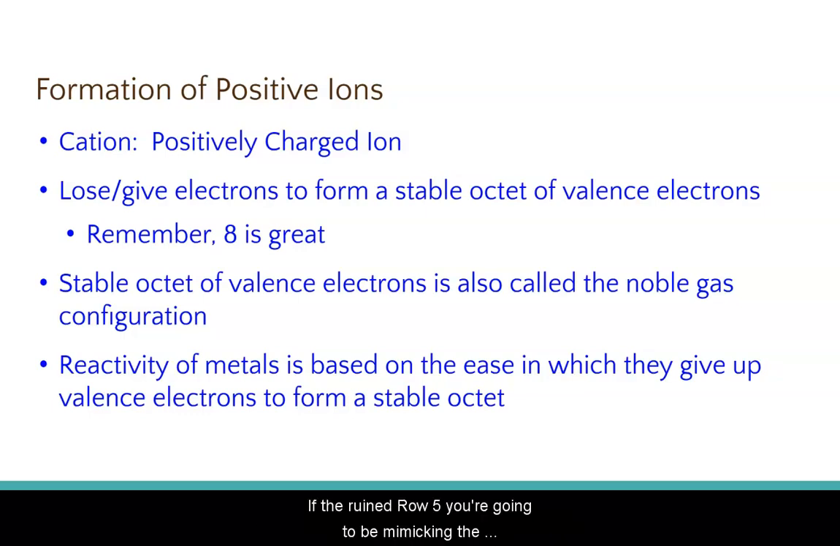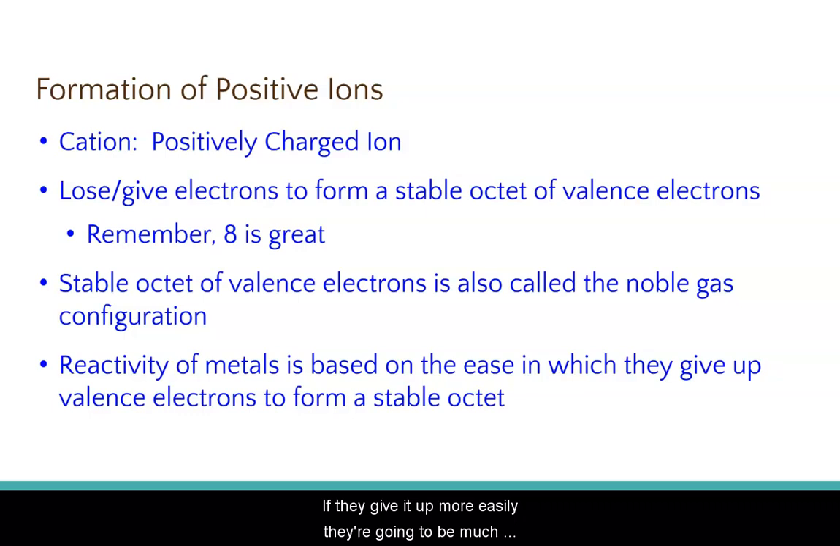If they're in row 5, they're going to be mimicking the noble gas in row 4, because they're losing electrons to get 8 in the outer valence ring. And that is really a noble gas configuration. So the stable octet of valence electrons is called the noble gas configuration, and the reactivity of metals is based on the ease with which they give up their valence electrons to form a stable octet.